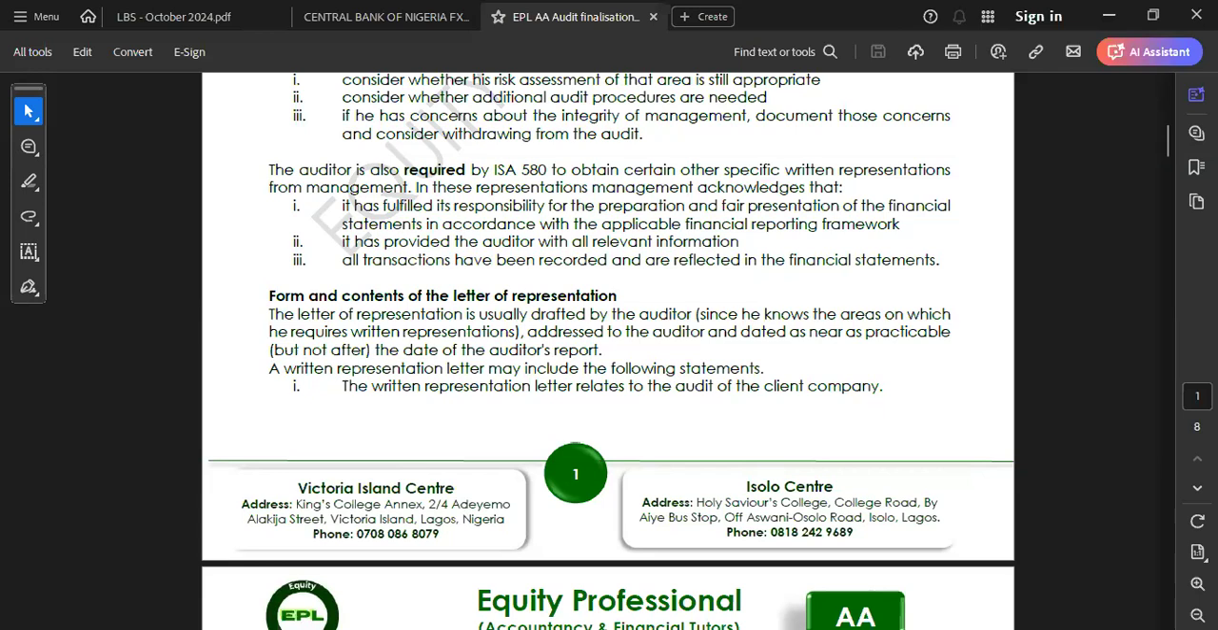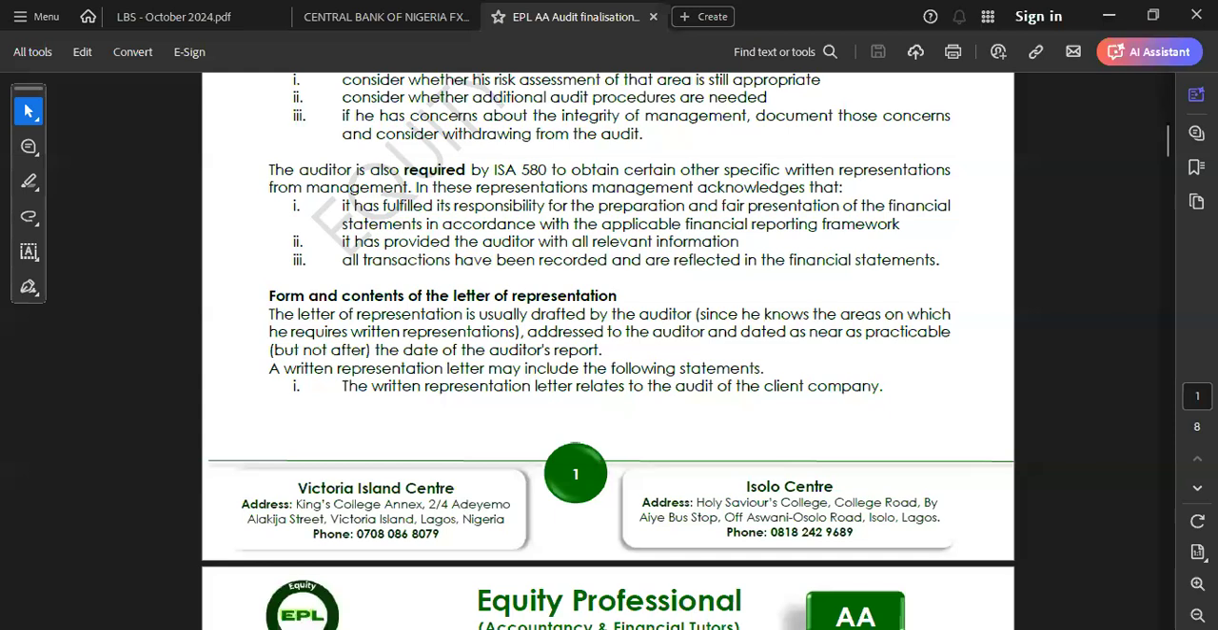Then the third thing is that management should also state clearly, in a documented written statement, that all transactions have been recorded and are reflected in the financial statements. It's one thing to say they are responsible for preparing the financial statements. It's another thing to say all transactions have been recorded, captured and are reflected in the financial statements. So the standard, ISA 580, is saying that management must put all these things down.